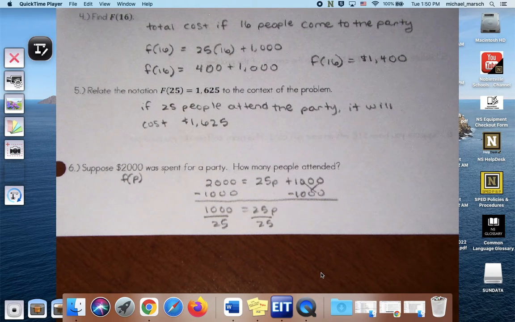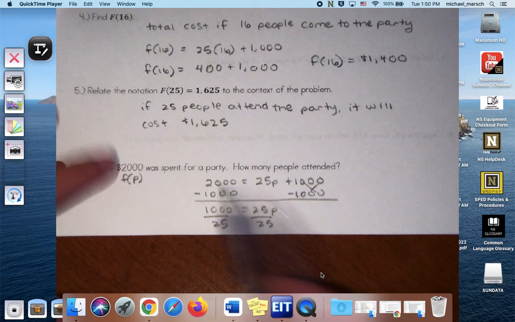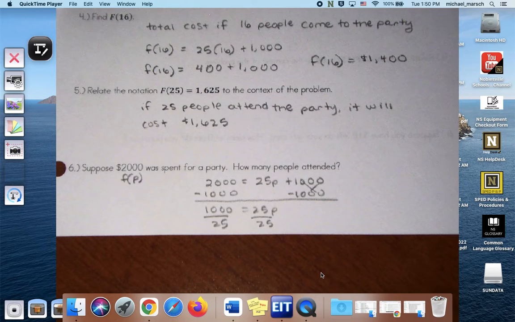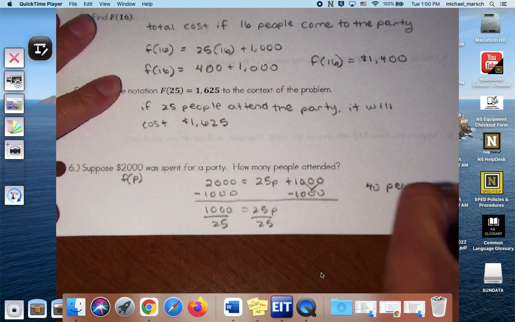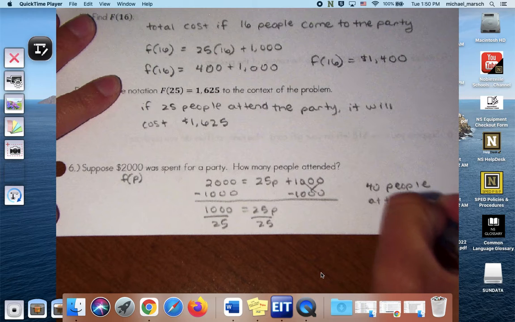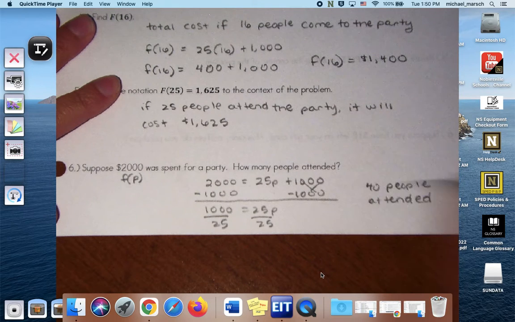So I put this number in for the y value. So how many people did attend the party? How many? Huh? Not 400. 40. 40 people attended. That would be my answer.